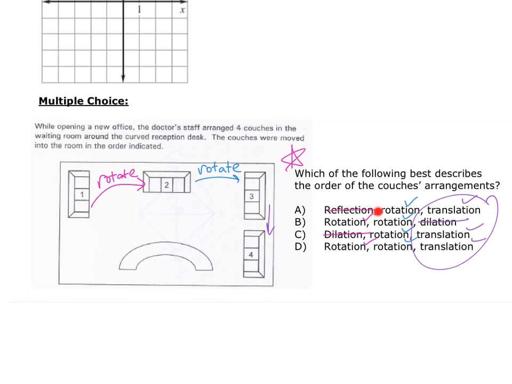So if you look at the first one, we've got a slash, so it does not work with A. The letter B, we've got only 2 checks on there, so that doesn't work. Letter C, it's slashed out for the first word, and then rotation, rotation, translation. The only one that has 3 checks is letter D.